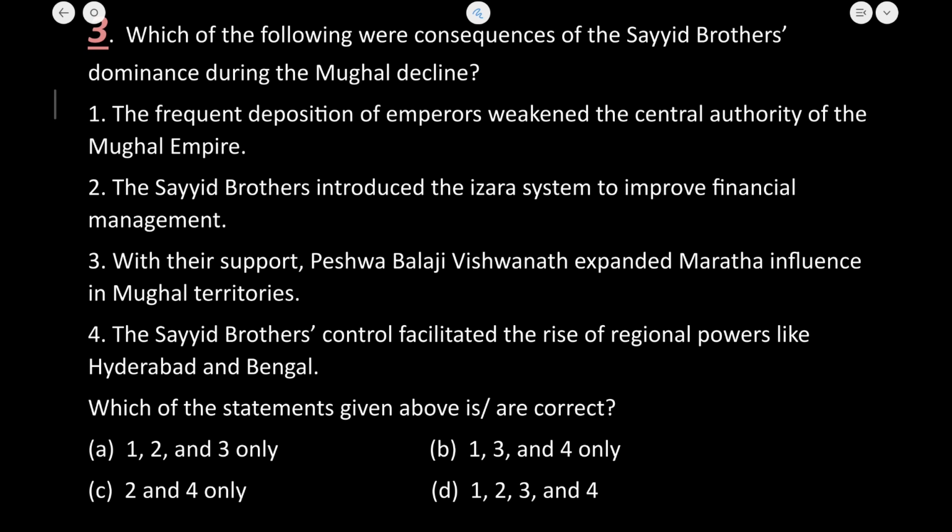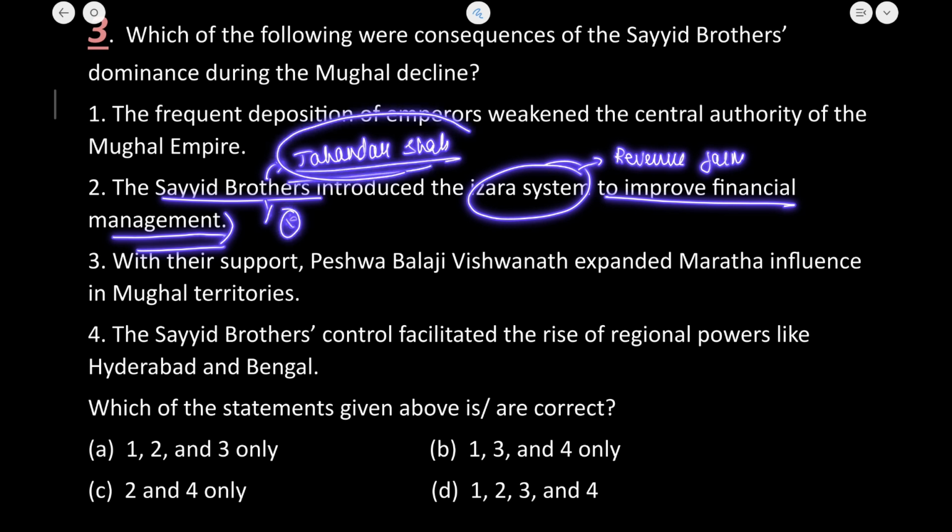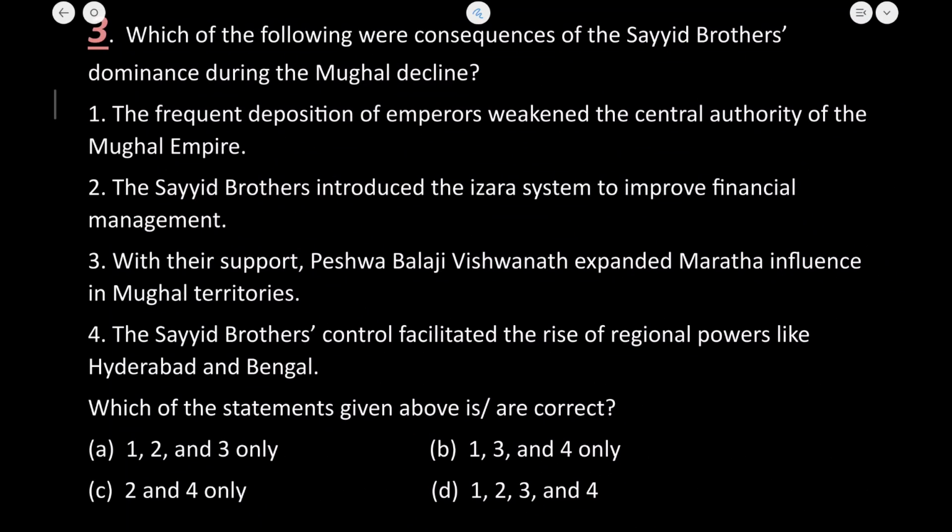Let us now see the second statement. The Sayyid brothers introduced the Izara system to improve financial management. Although the Izara system was there to improve financial management, being related to revenue farming techniques, it was never introduced by the Sayyid brothers. This Izara system was introduced by Jahandar Shah. So this is an important point that you need to know: Jahandar Shah introduced the Izara system. So we will eliminate this second statement straight away. Straight away we come to the answer, that is, 1, 3 and 4 are correct. Let us see the other options as well.